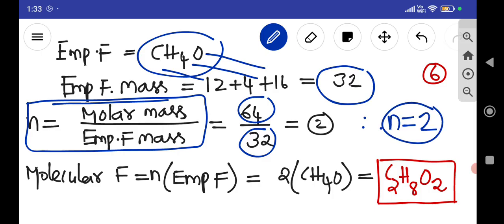The last step, molecular formula is equal to n into empirical formula. Substitute this and you get C2H8O2, which is the molecular formula.